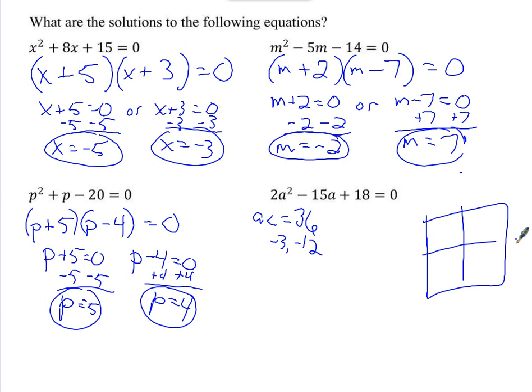That's what I said. This is the bell ringer. 2a squared, first box, first term. Last box, last term, the 18. And then my two numbers, -3a and -12a. Now what?